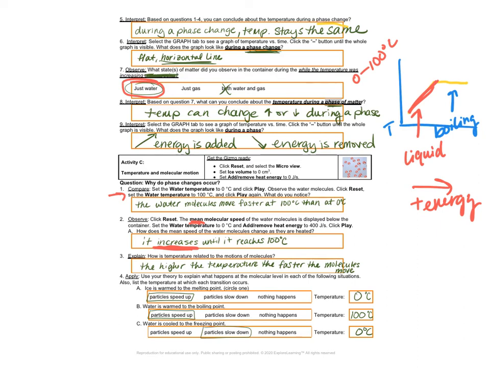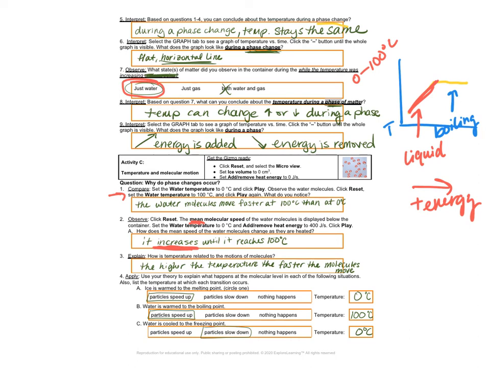How is temperature related to the motions of molecules? The higher the temperature, the faster the molecules are going to move. So if you increase temperature, you're going to increase the speed of the molecules. Use your theory to explain what happens at the molecular level in each of the following situations. Also list the temperature at which each transition occurs.